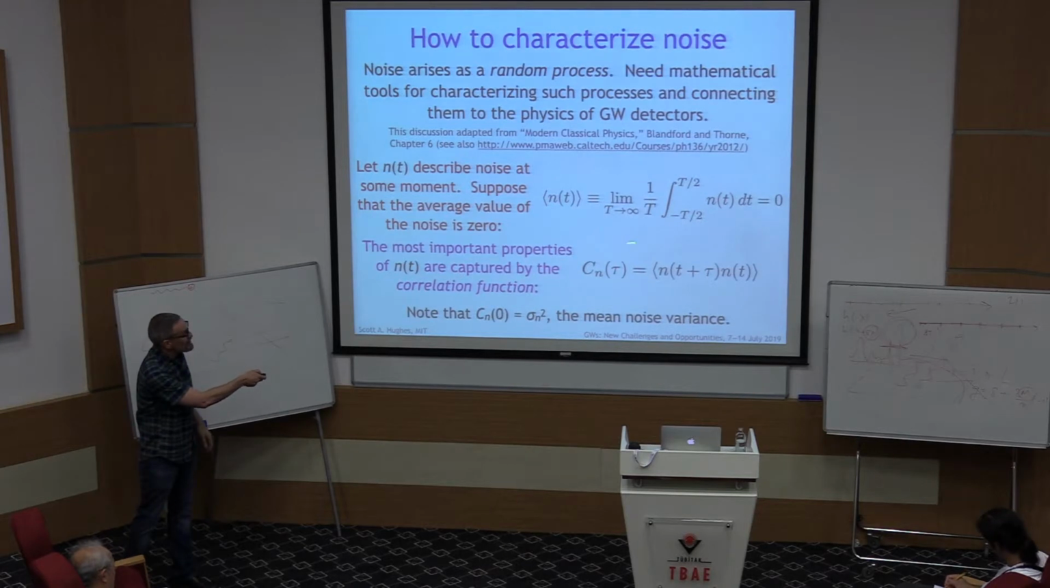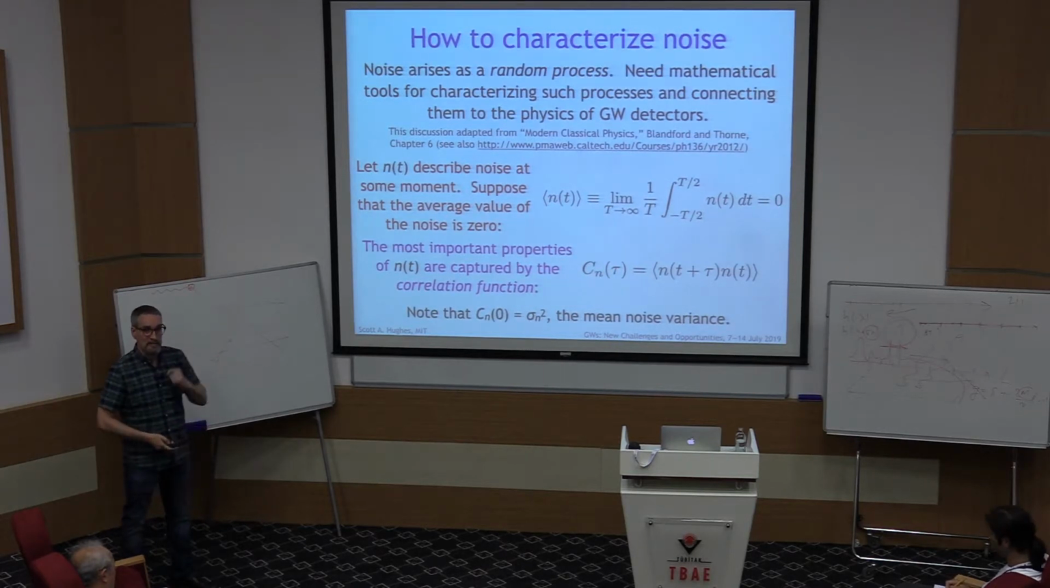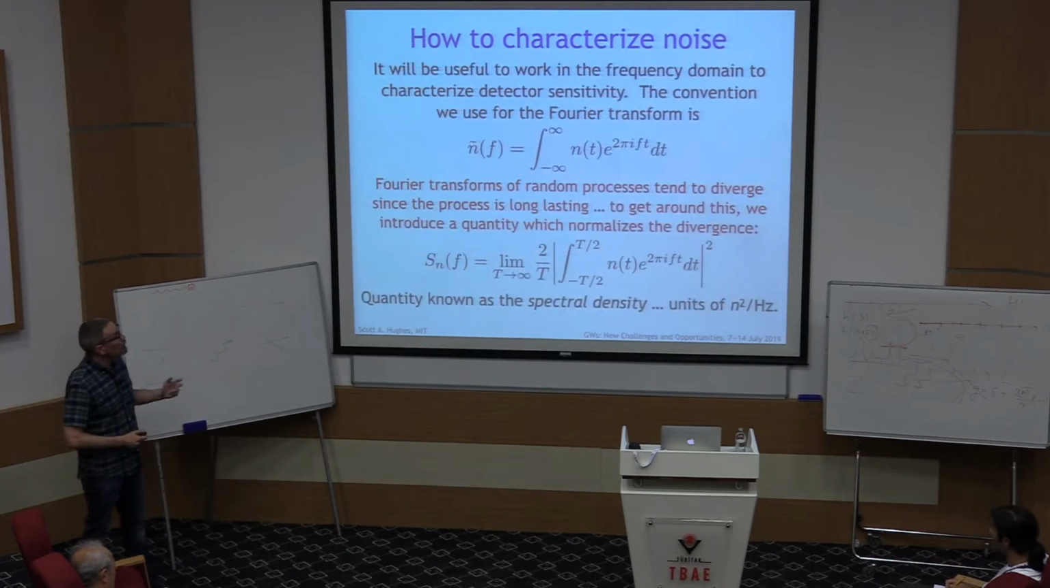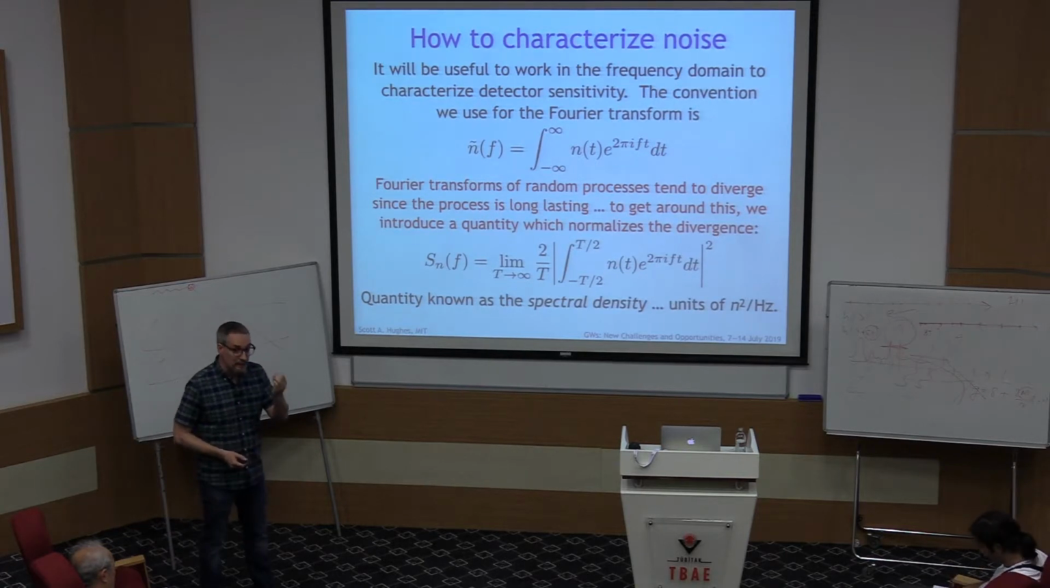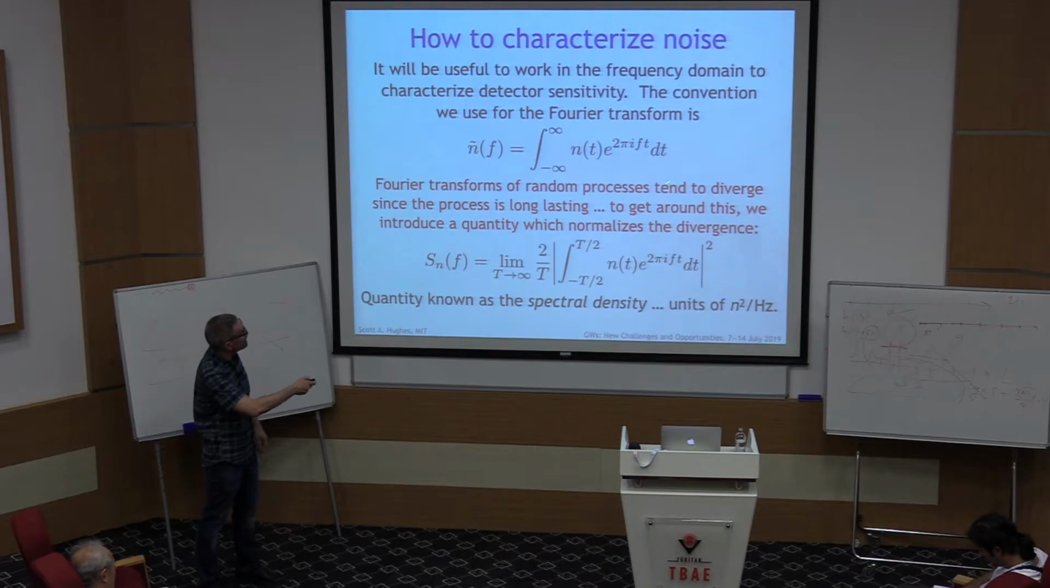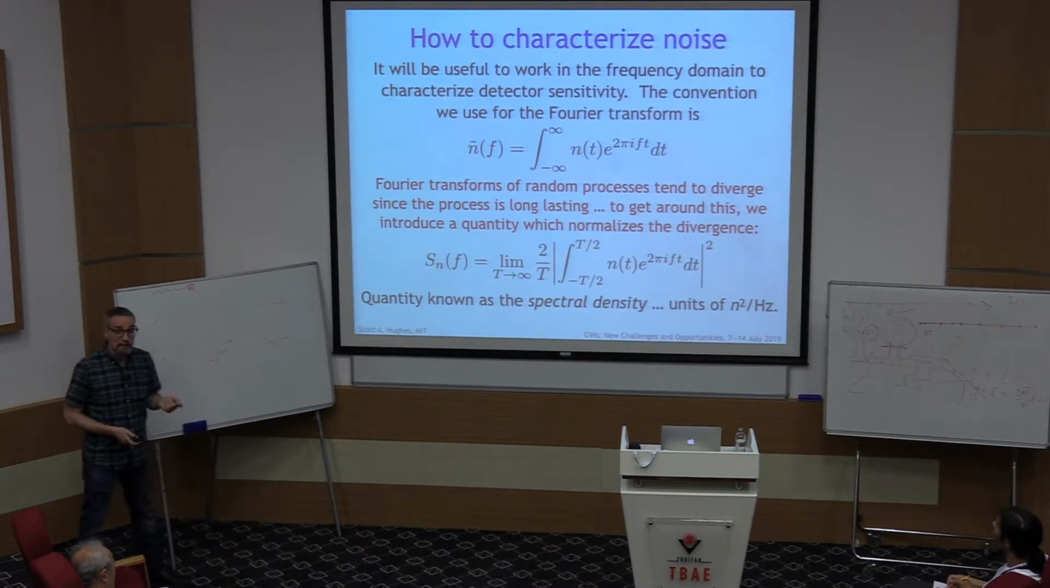If I look at this thing's value when I compare it to an offset of 0, that's just the variance associated with the noise. Now, for a lot of the analyses that we do, it's actually more useful to characterize these things in the frequency domain. So let's define the Fourier transform of the noise like so. In truth, when you take the Fourier transform of something, it tends to diverge.